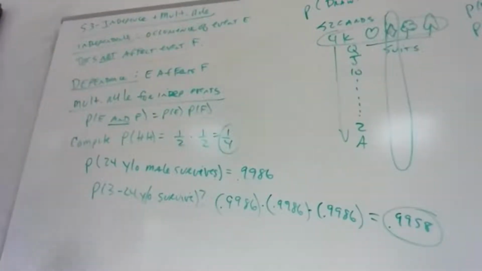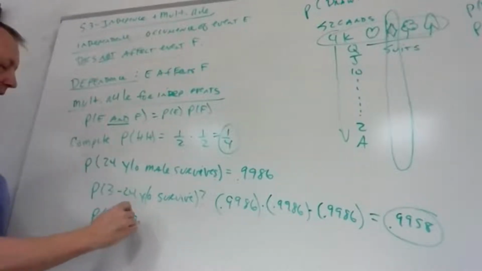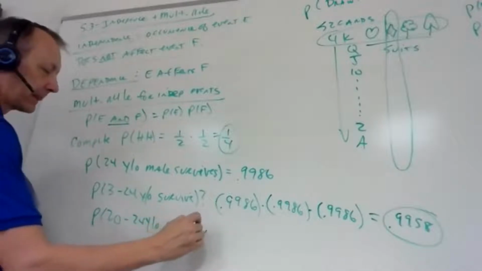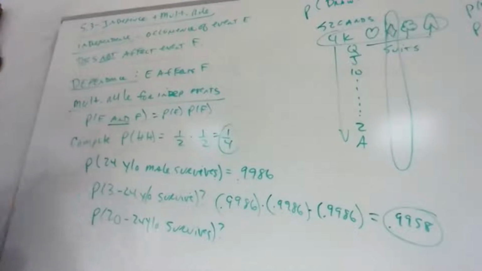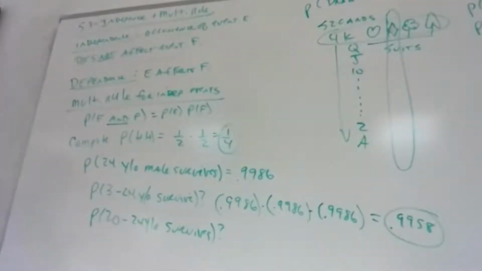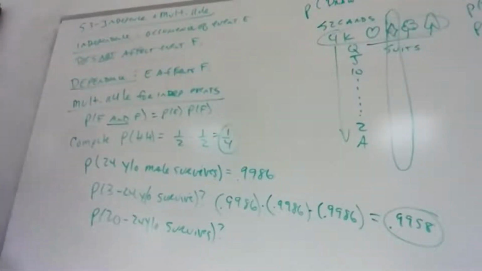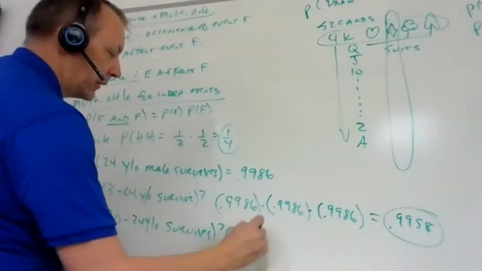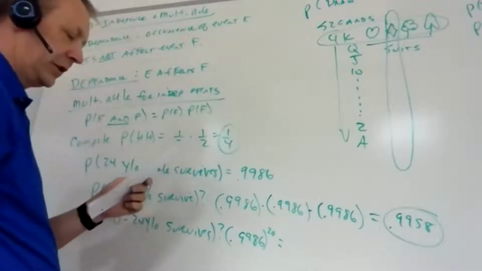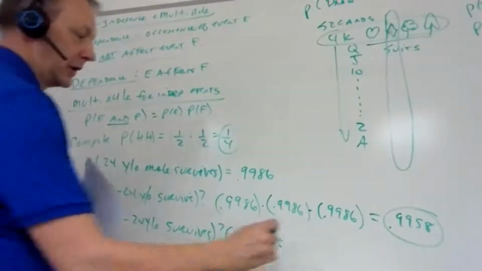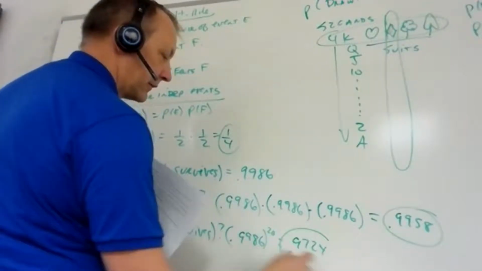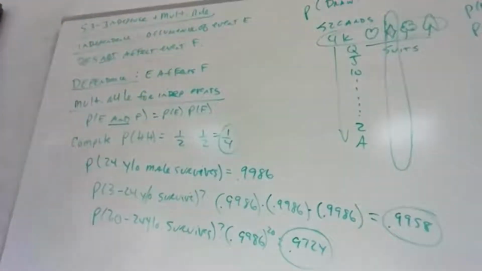How about this one? What's the probability that 20 24-year-olds survive? Eric, it must be your turn. 0.9986 to the power of 20, which equals 0.9724. Okay? So this is just the multiplication rule.